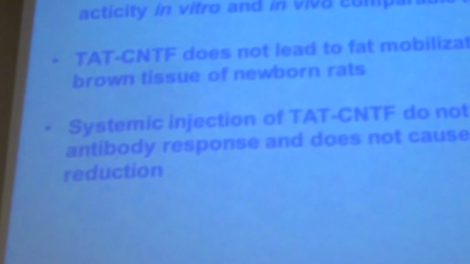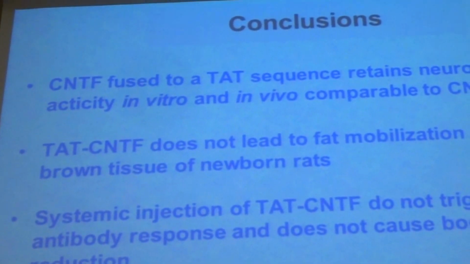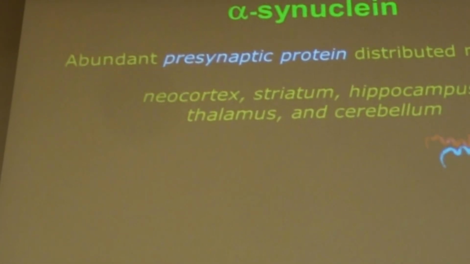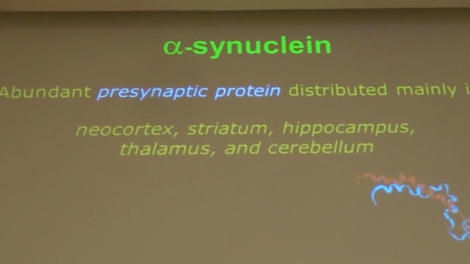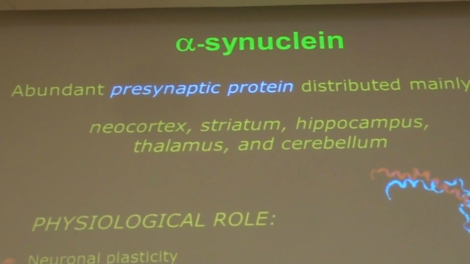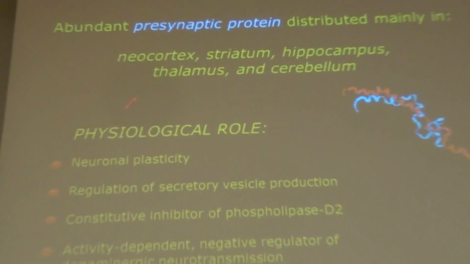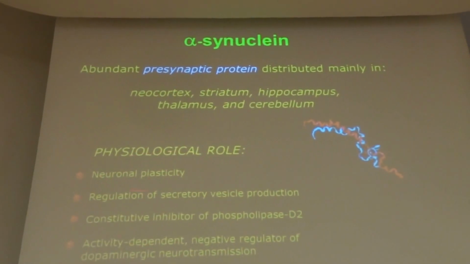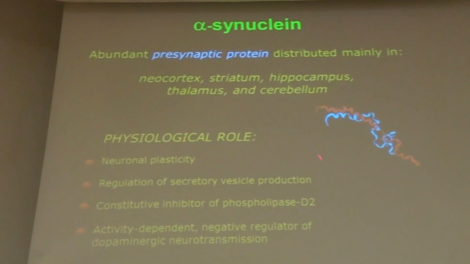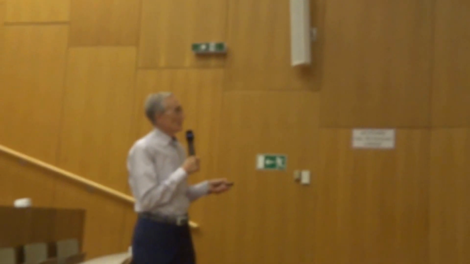Now, the last part of the talk, going to show the application of the TET technology, which deals with a protein called alpha-synuclein. Alpha-synuclein is a presynaptic protein. It's found throughout the CNS. It has various roles physiologically in alpha plasticity, secretory granule vesicle production, regulating dopaminergic neurotransmission, but it is also involved in neuropathology.